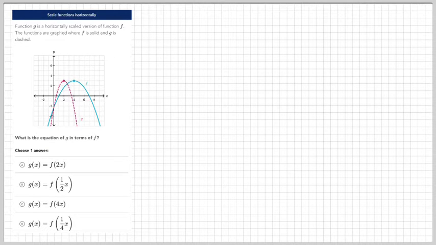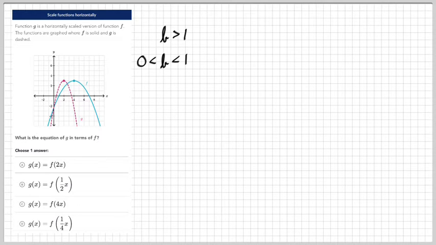Scaling. We just want to talk about some horizontal scaling happening here. So in this type of problem, they're telling you what kind of scaling is happening. This is called a horizontal scaling, and so that means this graph, the f, is being shrunk or stretched horizontally. Okay, now because it's happening horizontally, we know that we're dealing with the b.